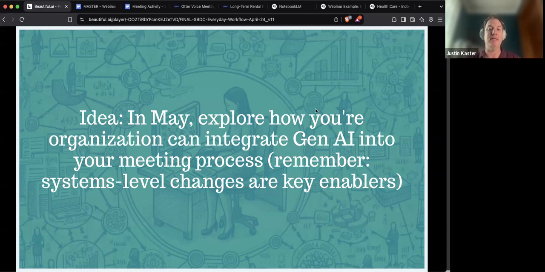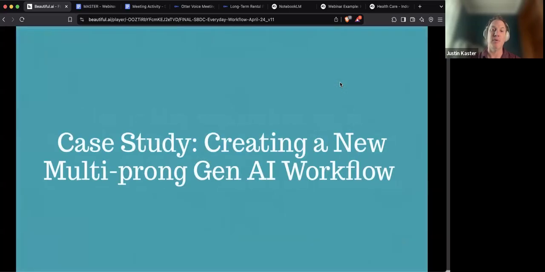You identify use cases, maybe someone individually starts to experiment, and then if it has broader application across a lot of people, you can think about integrating it at a systems level. So that's one case study of taking an existing high value, low joy task or workflow and bringing in AI to improve it.